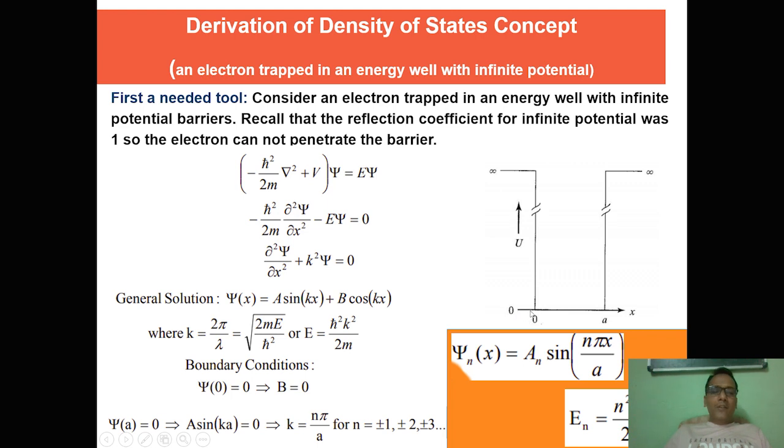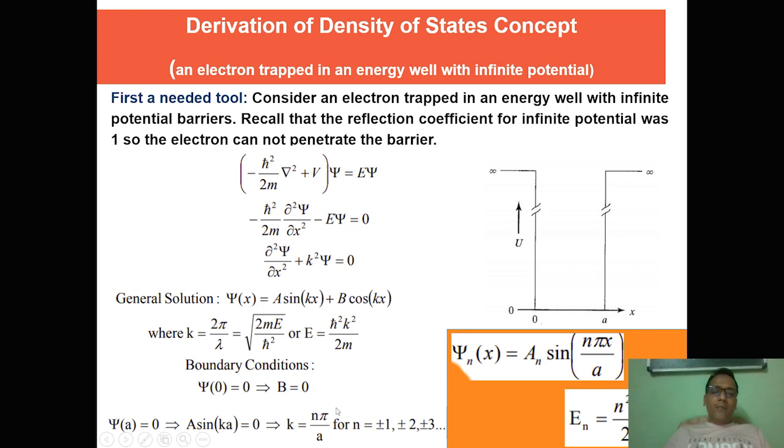Now we have the boundary conditions. The wave function psi is 0 at x is equal to 0, as well as at the boundary x is equal to a. First, by using the first boundary condition, psi 0 is equal to 0, B will be 0 because cos 0 is 1. So finally we will have psi x is equal to A sin kx, and when we put in the second boundary condition, x is equal to a, then psi a is equal to 0. So A sin ka is equal to 0, and this implies k is equal to n pi by a, for n equal to plus or minus 1, plus or minus 2, plus or minus 3, and so on.